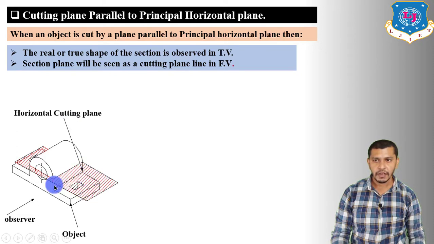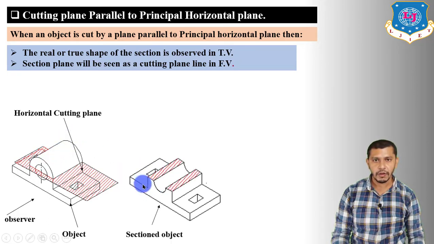So after taking the section of the object, we have to remove the part of the object which is in between the cutting plane and the observer, because right now we will get the section in the top view, the observer will be over here. So we have to remove the upper part of the object, and after removing the upper part of the object, the section object will be like this, and in this part we have to show the hatching line because right now the cutting plane is in contact with this surface.